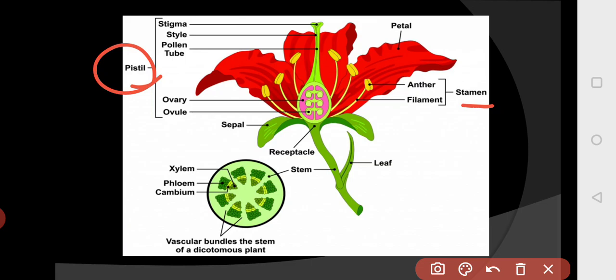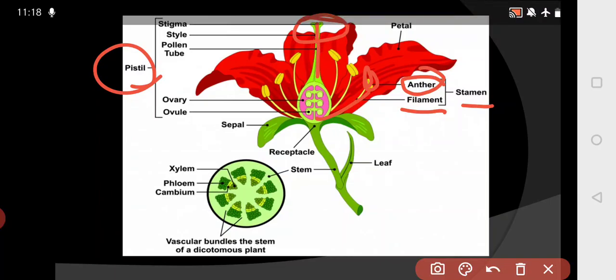The stamen contains the anther, the upper part, a bilobed anther generally. In some cases it is single lobed. Here you can see it is a bilobed anther, two lobes are there. And the lower part is the filament. The pistil contains the stigma, the sticky part where the pollen attaches, then a long style neck, and at the base there is a swollen ovary. Inside the ovary there are ovules, small structures you can see in this picture.